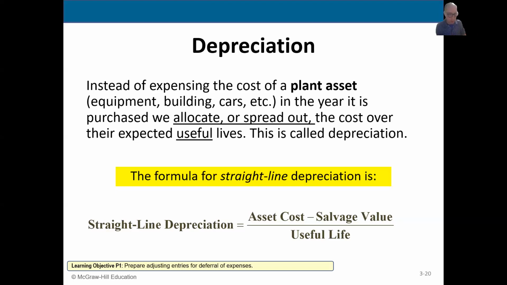So at the end of each year, we make an adjusting entry for that amount. We debit depreciation expense, and we credit accumulated depreciation. I'm going to show you what this looks like through an example. I want you to have a basic understanding of what depreciation is.